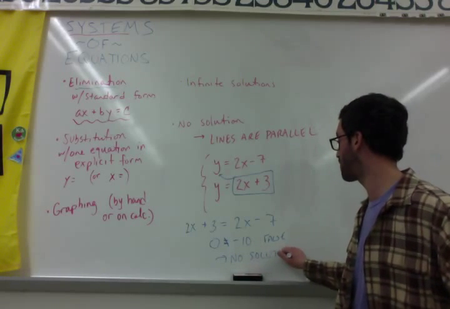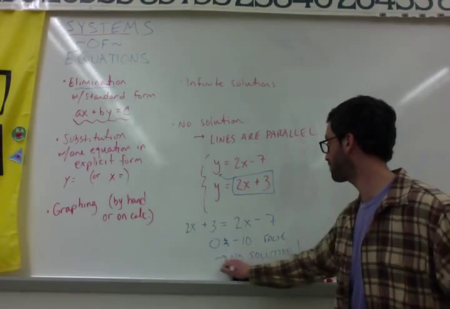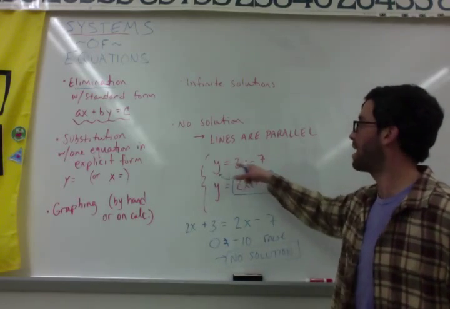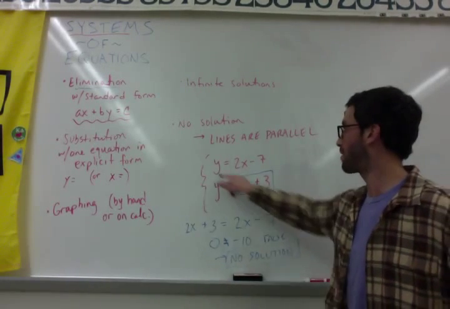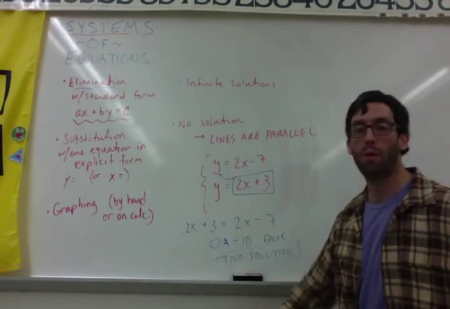So if you didn't see this at first, if you thought, all right, well, we have y equals, let's just use substitution because we have explicit form, and you plug this in for y and you solved it, well, something weird happens.